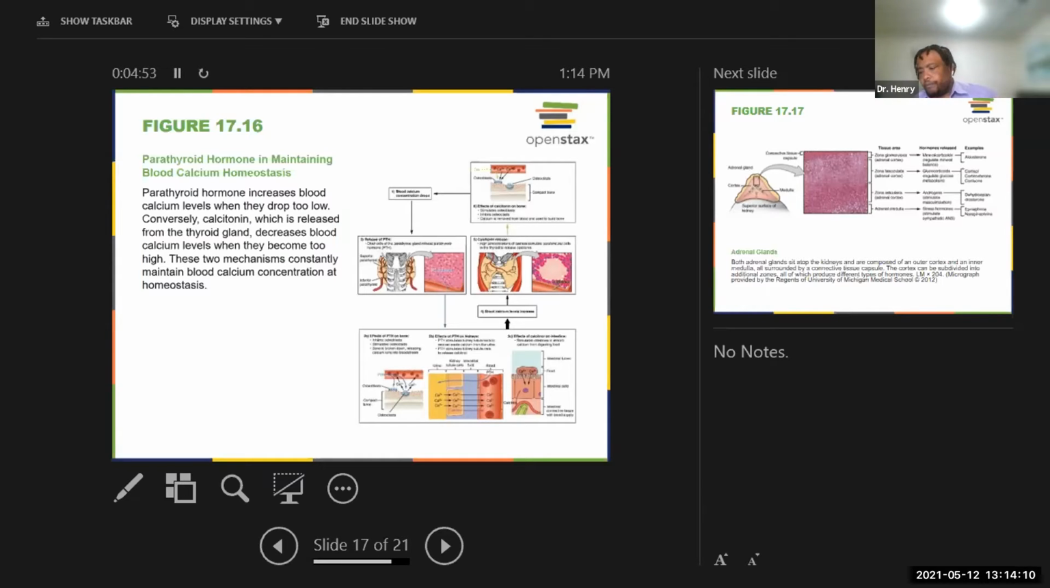It's being regulated by the parathyroid hormone, but it's being controlled by the parathyroid gland. So if we have a hyperactive parathyroid gland, as a result of that, we're going to get an overproduction of PTH. So when we get an overproduction of PTH, what do you think is going to happen to the individual?